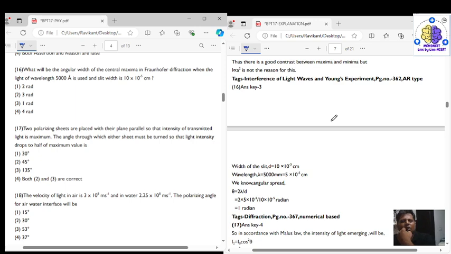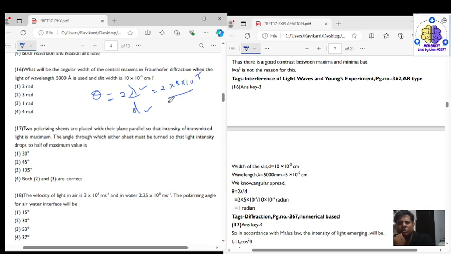Question number 16 says, what will be the angular width of the central maxima in Fraunhofer's diffraction when light of wavelength 5000 angstrom is used and the slit width is 10 into 10 to the power of minus 5 centimeter, right? So here we will be using the formula, that is the angular width is equal to 2 times lambda upon d, right? The value for lambda has been given to us, the value for d is also given to us. Lambda is given as 5000 angstrom, which can be written as 2 into 5 into 10 to the power of minus 5, right?